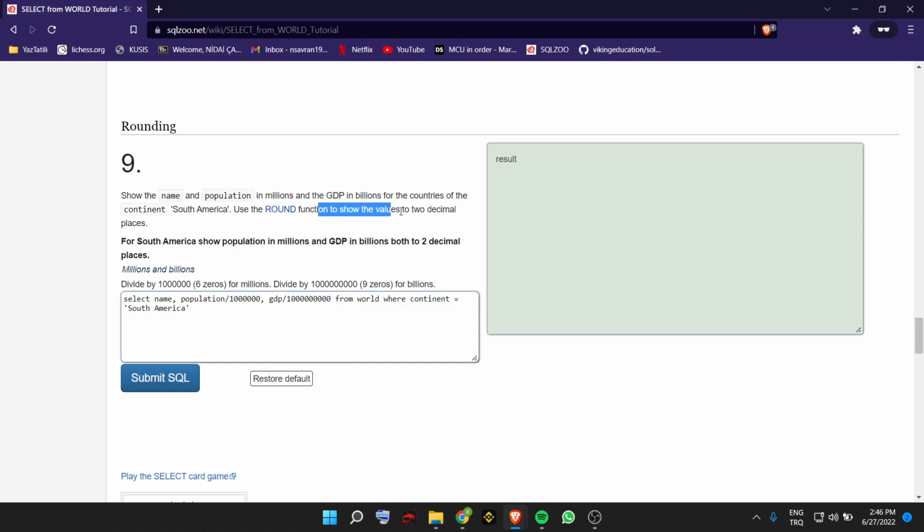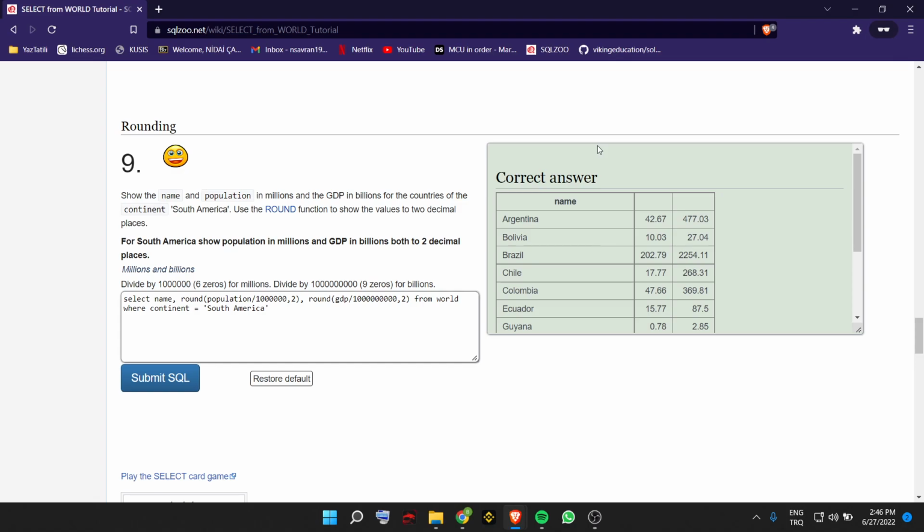Use the ROUND function to show the values to two decimal places. So we should use ROUND. I think it's round this and 2. I believe it's something like this. We will try round this, 2. Let's try. Yes, it's correct. We first write the number and then write how many decimals we want.